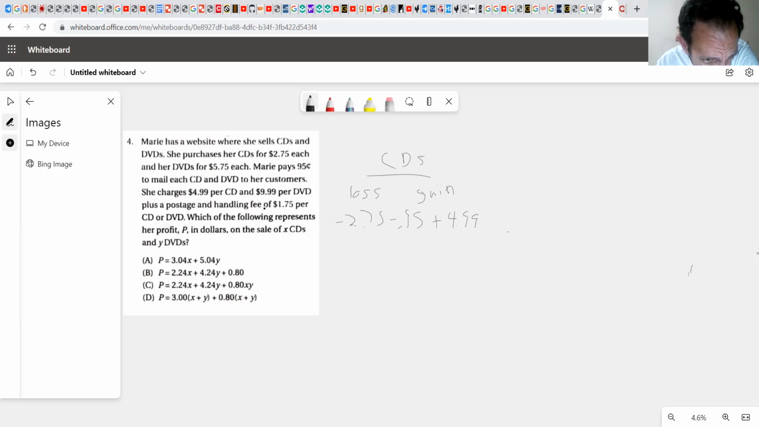And what other costs does she charge? Well, it says that she charges postage and handling, whether it be a CD or a DVD. That's something she's going to gain whenever she sells a CD. That'll be something that she's adding to herself, money that's going to her: $1.75. Okay, all right. So that's all the information for the CDs.